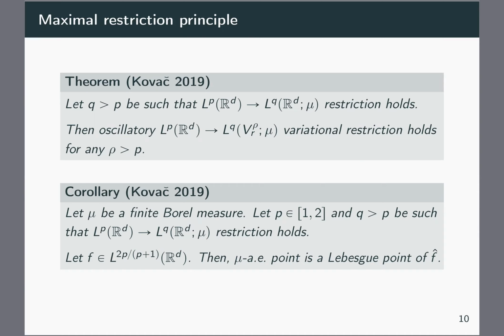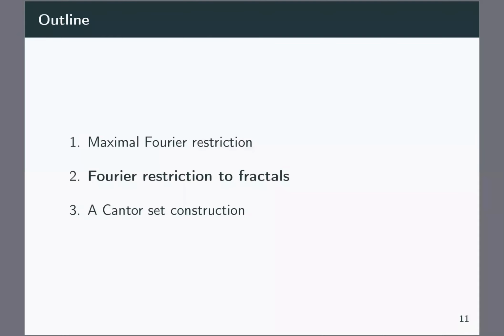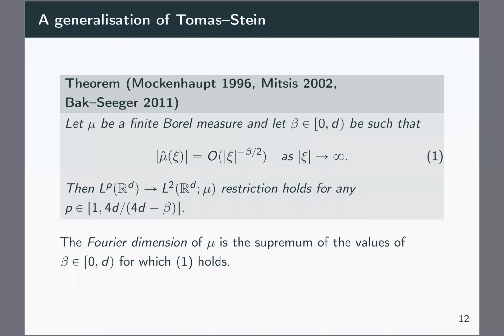Of course, there are some inefficiencies here. For example, we still have this assumption q larger than p in the theorem, and we have that f can only be in L^(2p/(p+1)) here rather than in L^p. But this will be good enough for our purposes. So let's move on to the next topic, which is Fourier restriction to fractals.